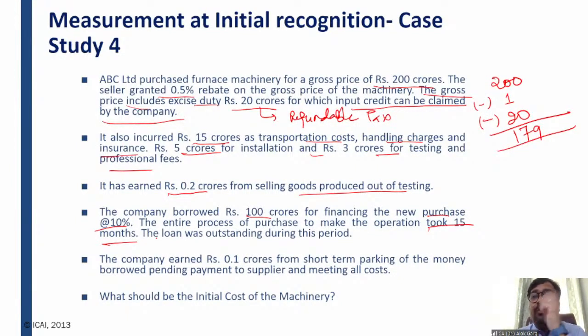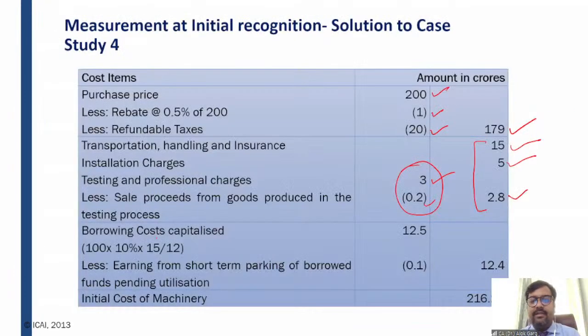So what to do? Borrowing cost is there. So 100 crores multiplied by 10% multiplied by 15 divided by 12. You have to add the borrowing cost as well. So what is the borrowing cost which is going to be capitalized? It is 100 crores multiplied by 10% multiplied by 15 divided by 12, so 12.5 crore will be the borrowing cost capitalized as per the borrowing cost standard.